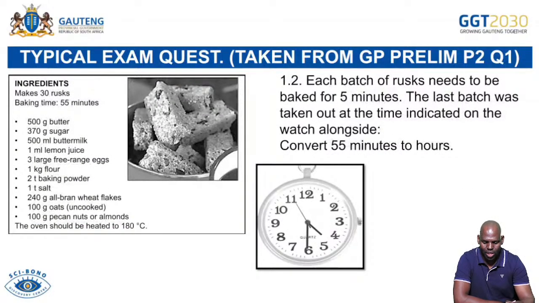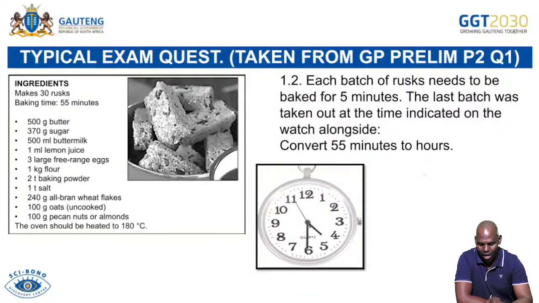And then this one is 1.2. Each batch of rusk needs to be baked for 5 minutes. The last batch was taken out at the time indicated on the watch alongside. Convert 55 minutes to hours. I also indicated the basic conversion factors in my introduction. So you should know that if I want to convert from minutes to hours, the conversion factor there is 60. Am I going to divide or am I going to multiply?